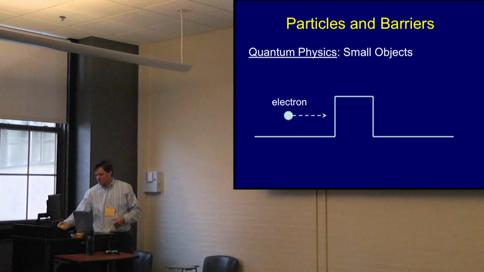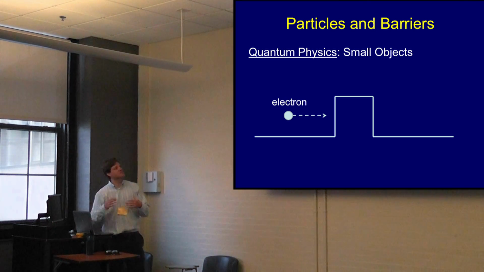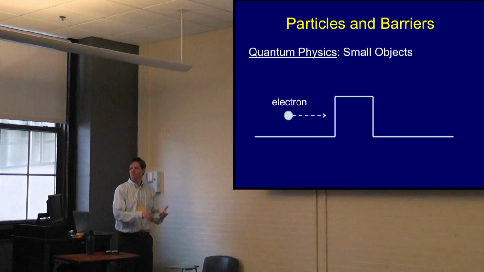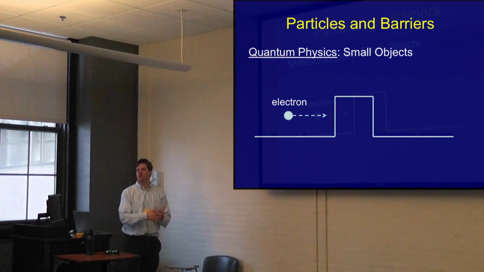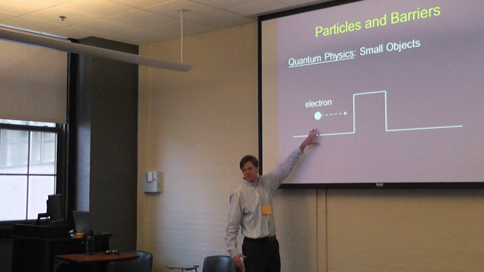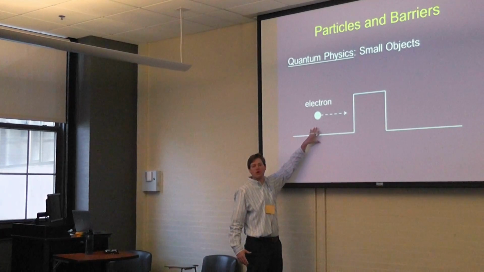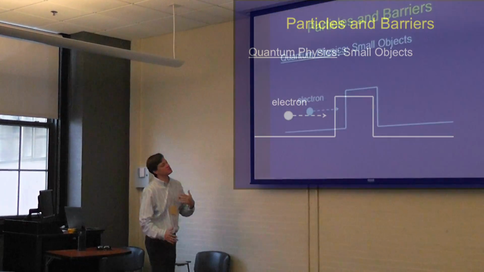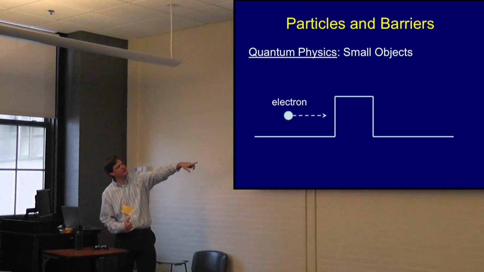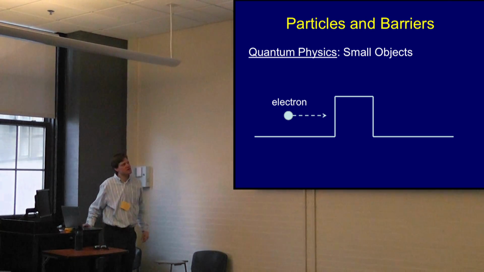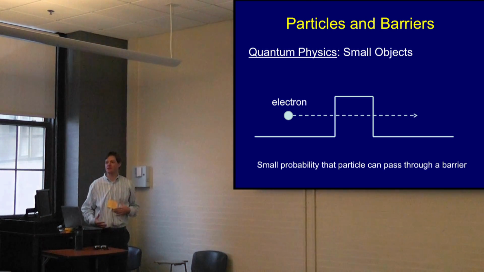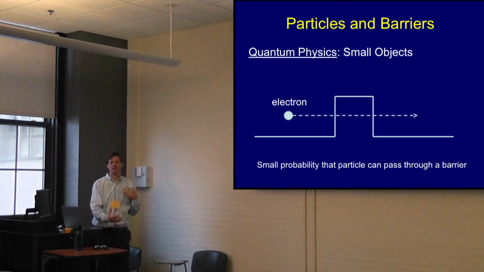In quantum mechanics, something different occurs. In quantum physics, we're talking instead about very small objects: atoms, molecules, electrons, neutrons, protons. Here, I'm going to talk about an electron, because electrons are what are relevant to scanning tunneling microscopes. If we have an electron incident on a barrier, it turns out in quantum mechanics there's a small probability that the electron can actually pass through that barrier.